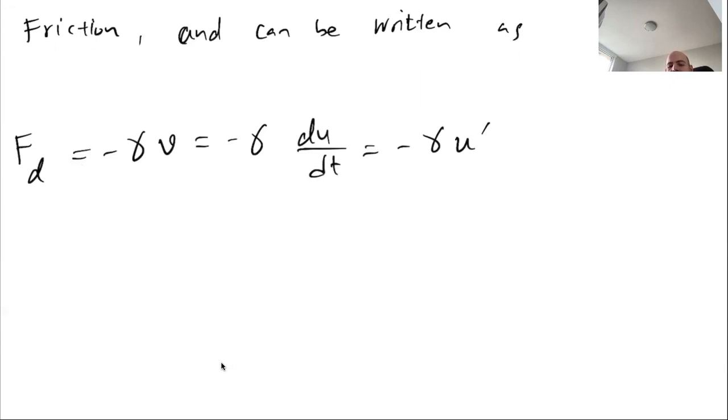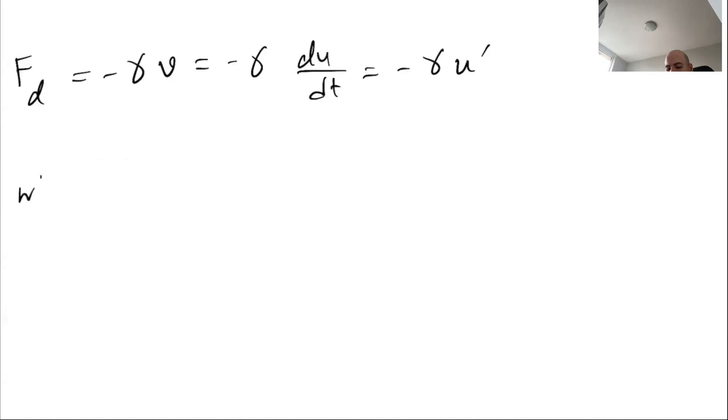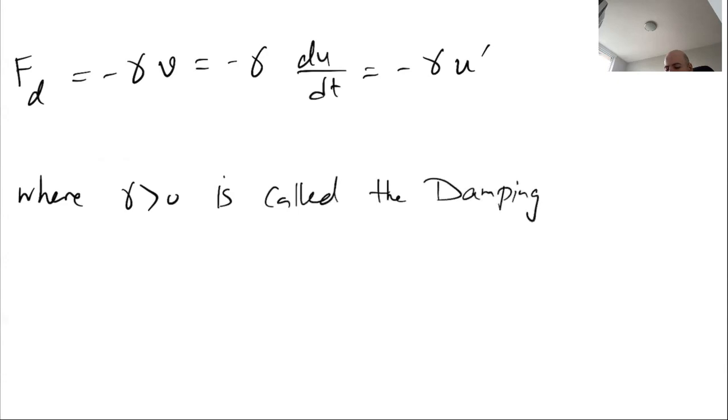And in physics, it can be shown that the damping force can be written as minus the damping coefficient times velocity. The velocity here means the first derivative of u, or u prime, in other words. Where gamma bigger than 0 is called the damping coefficient. So this is the third type of force that we can have.